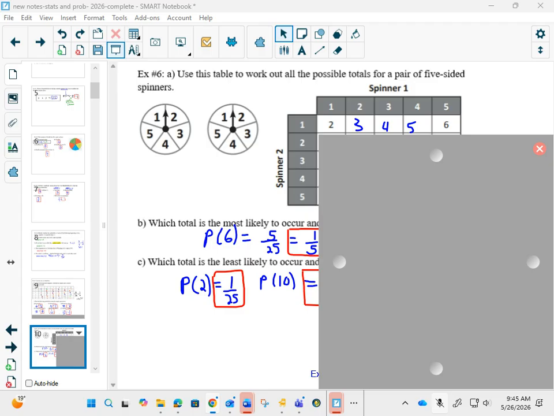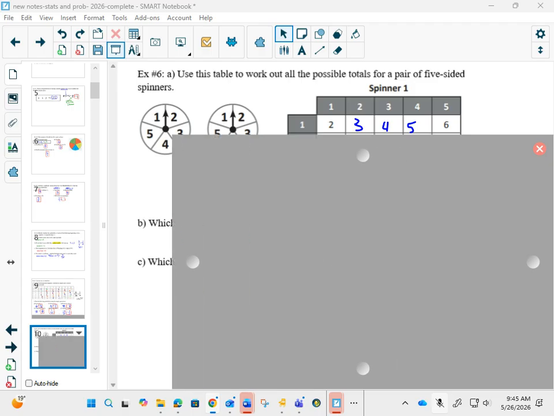I've got the first row there. There's some other numbers. How do I do this? Well, if you got a 1 on spinner 2 and a 3 on spinner 1, your total would add up to 4. So we're figuring out what the possible totals are for each of those ones. Try to fill in the rest of the chart.